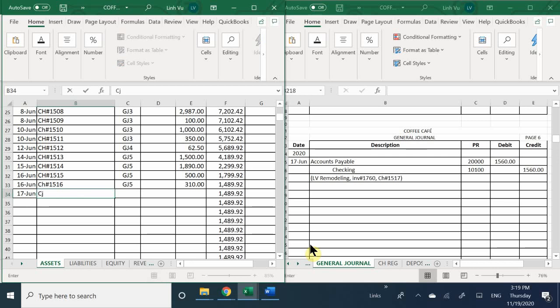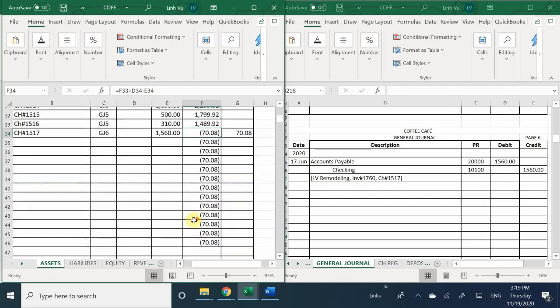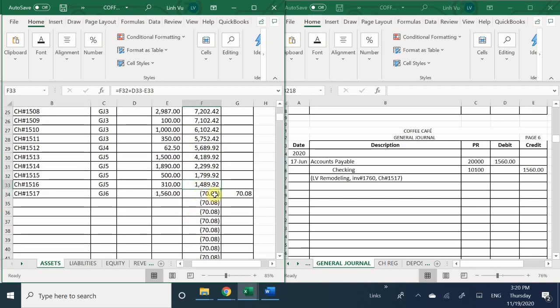And then we go to the assets and it goes into checking. 17, check number 1517, General Journal number 6. There's the credit for the 1560. Uh-oh. We're bad. Okay. So what I normally do is I go ahead and copy this information over on the credit side. And I just hide this information because my formula, I pulled it all the way down. So I don't want to change my formula.